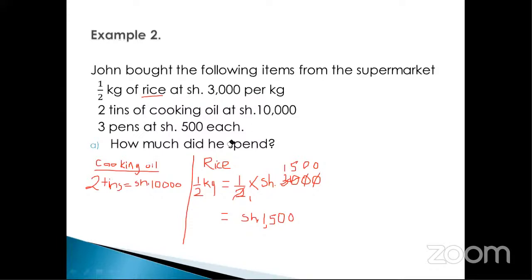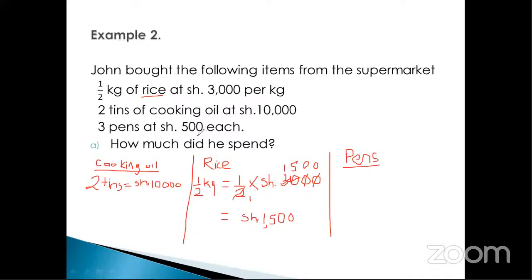Now we go to the cost of pens. Yes, who can tell us what is the cost of a pen? Edna, what is the cost of a pen? 500. Okay. 500 shillings. So you have your pens.